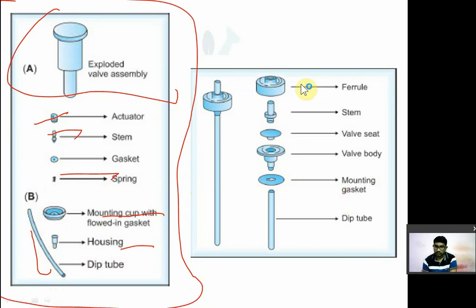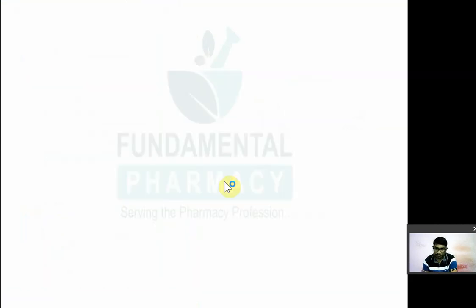So you can see over here in big detail. This one is known as a ferrule. Ferrule is composed of rubber, then stem, then valve seat, then valve body, mounting cup. Dip tube is made up of polyethylene or polypropylene. So next one is nothing but the types of aerosol system.